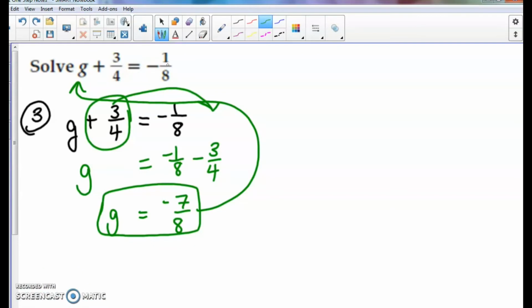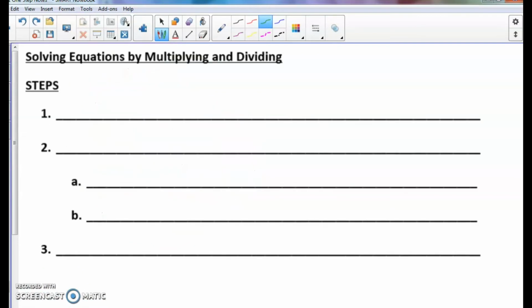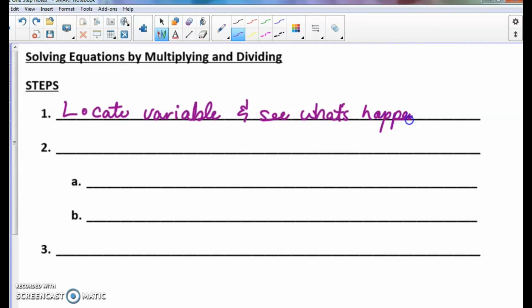Alright, for our next part, we're going to switch over now to solving equations by multiplying and dividing. Step 1 for us is still the same. We're still going to locate the variable and see what's happening to him.